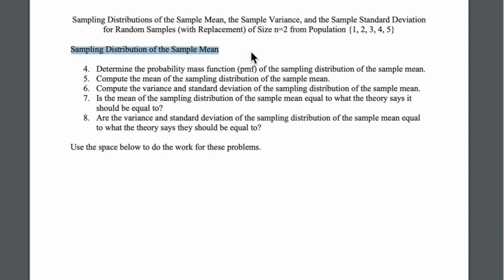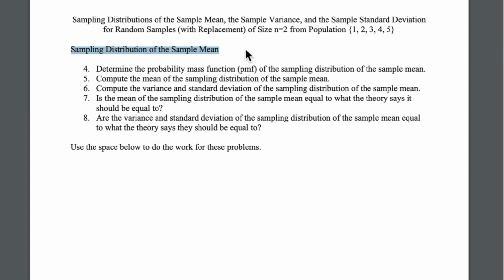Now, you'll remember that the sampling distribution of a statistic is the probability distribution for that statistic. So what we have to do here is to determine the possible values that the sample mean can take on across these 25 samples of size 2. And then we have to come up with the PMF, the probability mass function for the sample mean.